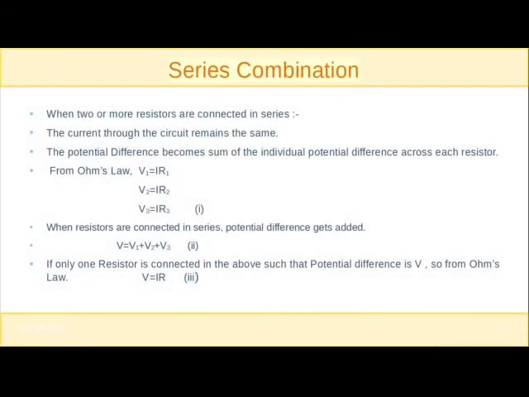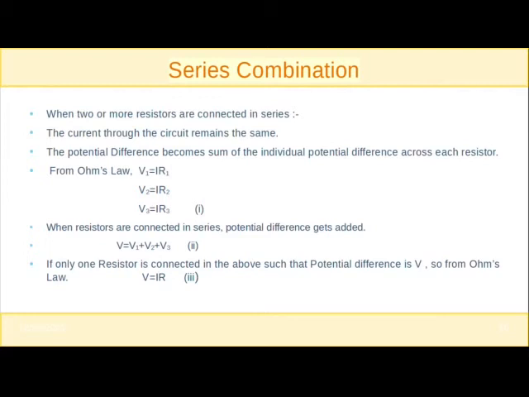Series combination. When two or more resistors are connected in series, then the current through the circuit remains the same and the potential difference becomes the sum of the individual potential differences across each resistor. From Ohm's law, V1 equals I R1, V2 equals I R2, V3 equals I R3. It is taken as equation first.